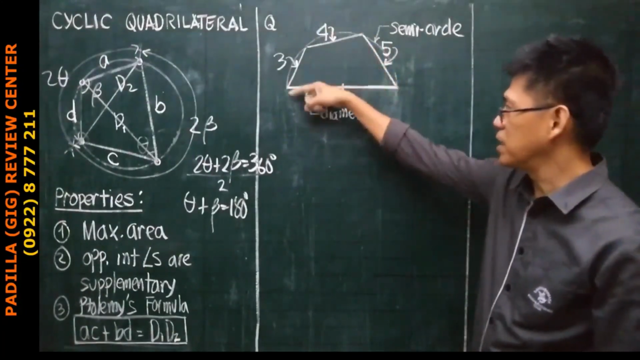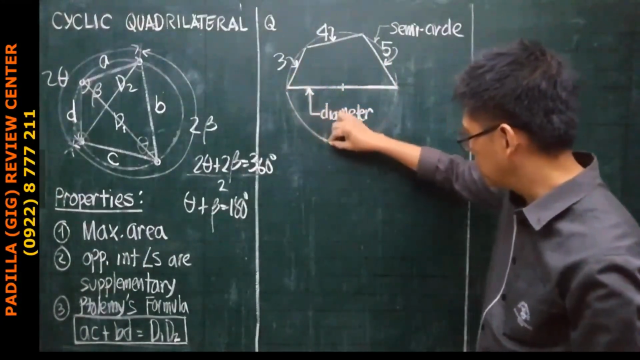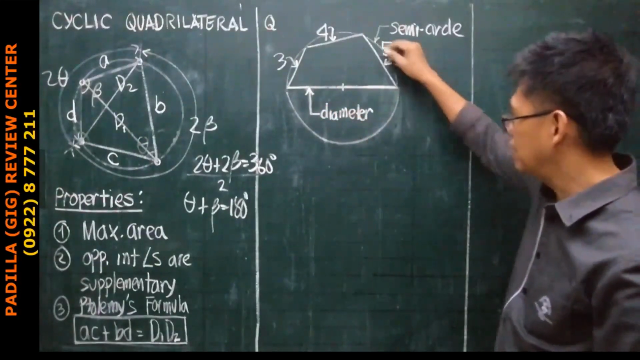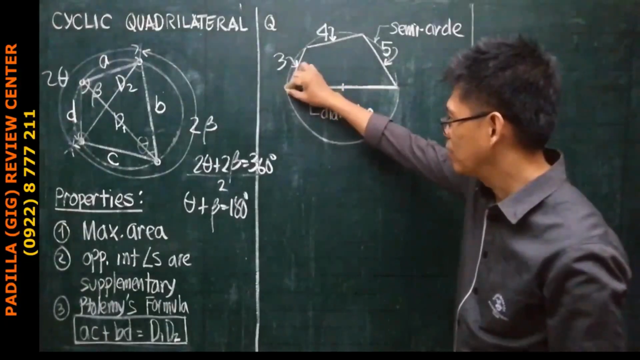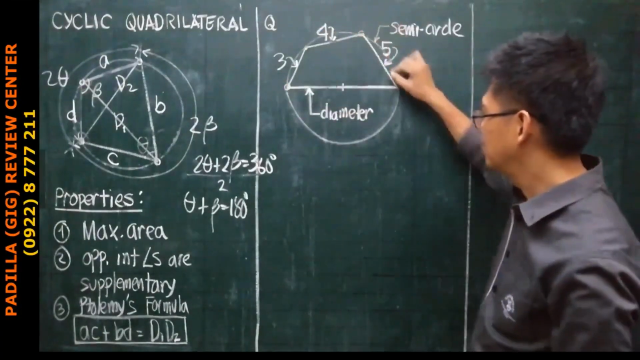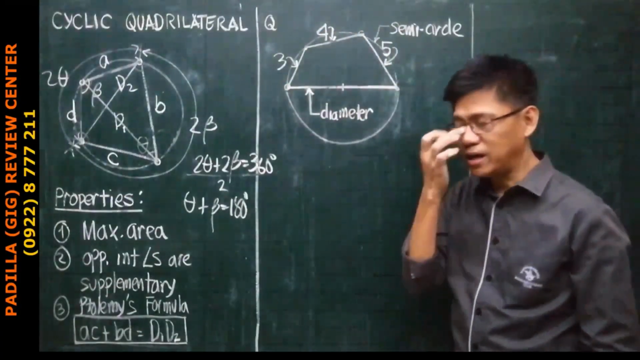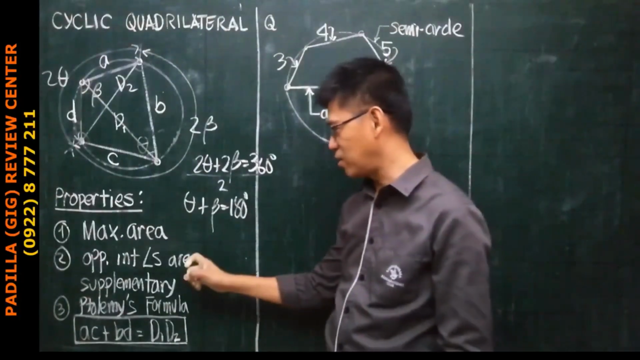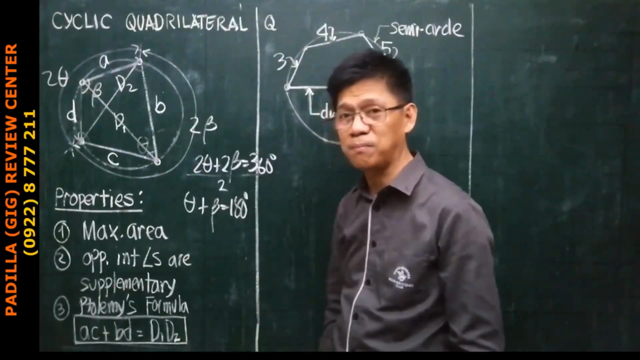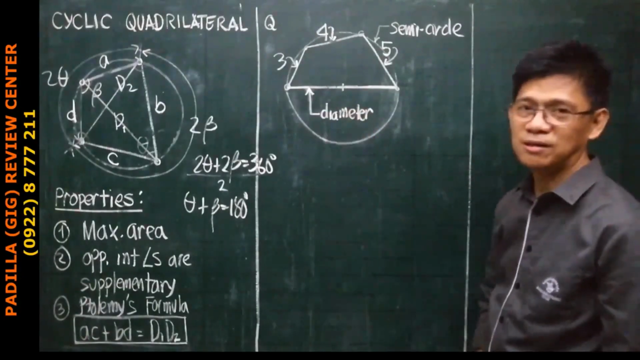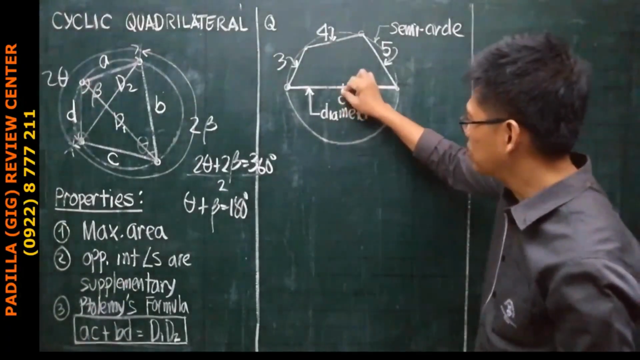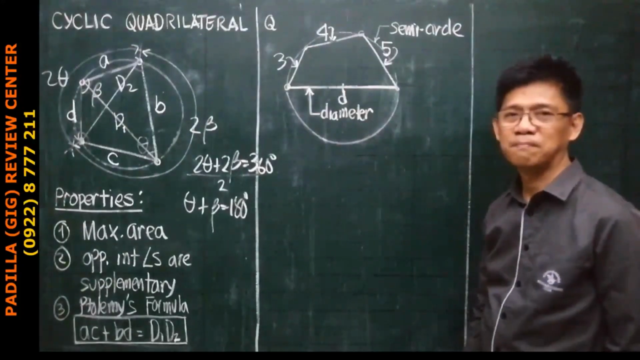Now, if this is a semicircle, if I will complete it, I have here a circle. So I have now a cyclic quadrilateral, right? Tama po. I can apply this concept and this concept or another concept to solve the diameter. Let me call the diameter as D.